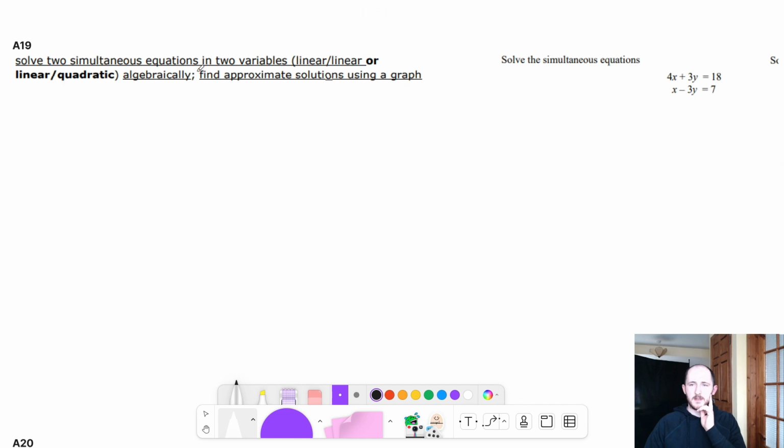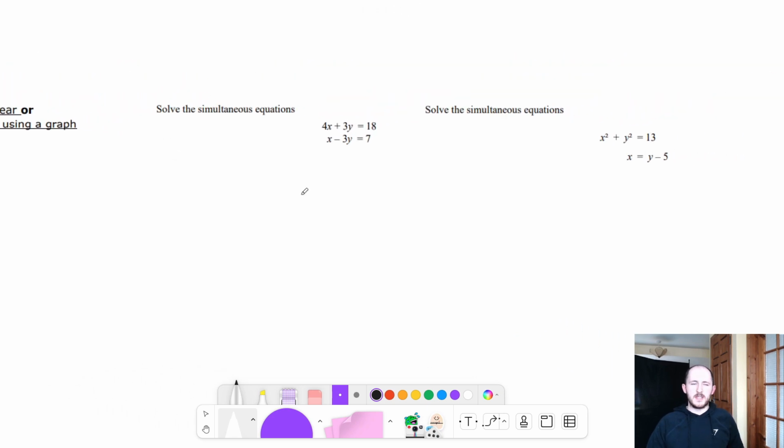Solve two simultaneous equations in two variables, either linear or a quadratic one if you are in higher tier, and also find the solutions using a graph. We actually did one of these earlier. On a graph, where two equations intersect will be the solutions to any simultaneous equations. If they're two linear things, you'll have a crossing point. Those values will be your solutions.